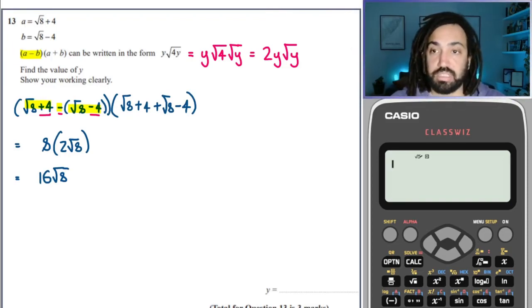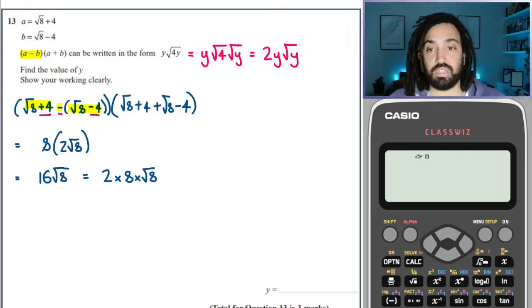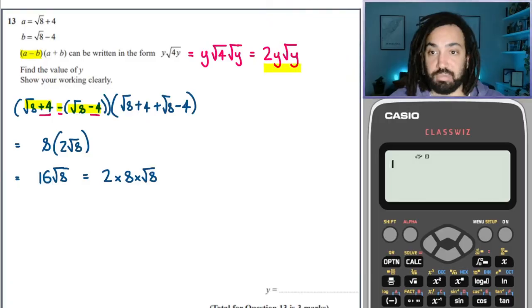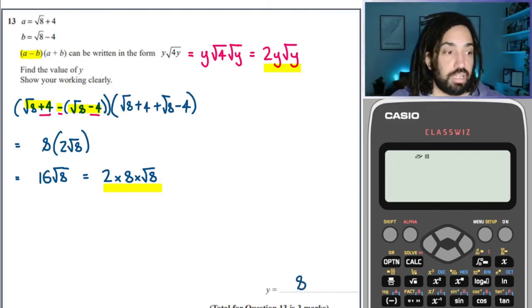So let's rewrite what we have as 2 lots of, 16 is 2 times 8, times by root 8. Okay, so that's good. That looks pretty much exactly what we're looking for here, doesn't it? 2 lots of something times by the root of that something. So it therefore goes to show that y must be 8. And we're done.